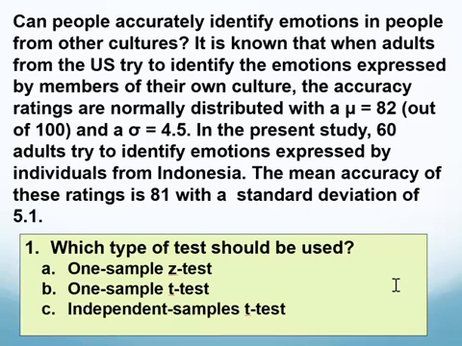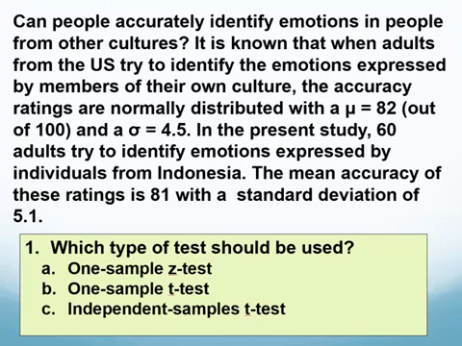All right, so the very first question you need to ask yourself in any of these scenarios, even after we've learned the additional t-tests that we'll learn in the upcoming couple of weeks, is how many samples are there, right? And in this case, there's one sample, one single sample. The sample that's been collected here is looking at 60 adults who try to identify the emotions expressed by individuals from Indonesia, right? And that sample had a mean accuracy of 81 with a sample standard deviation of 5.1.